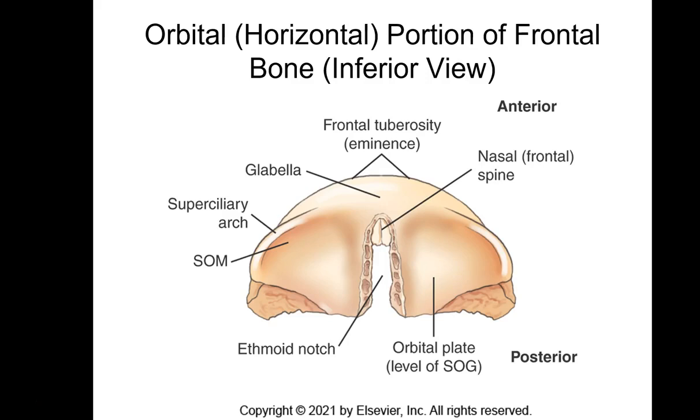The orbital plates are separated from each other by this ethmoidal notch. So we have a right and a left orbital plate, and in the middle is this notch. Guess what fits in the ethmoidal notch? The ethmoid bone, which is one of the bones of the floor of our cranium. Now, the frontal bone articulates with 4 different cranial bones: the right and left parietal, the sphenoid, and the ethmoid. And we'll talk a lot about cranial bone articulations as we go throughout this lecture.